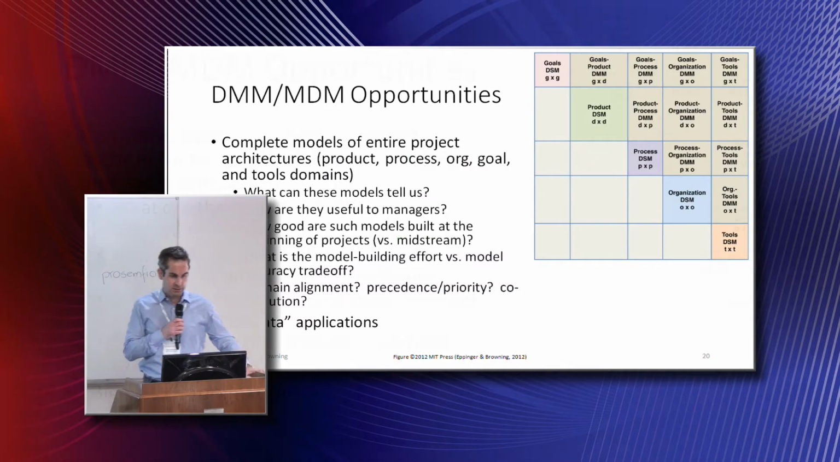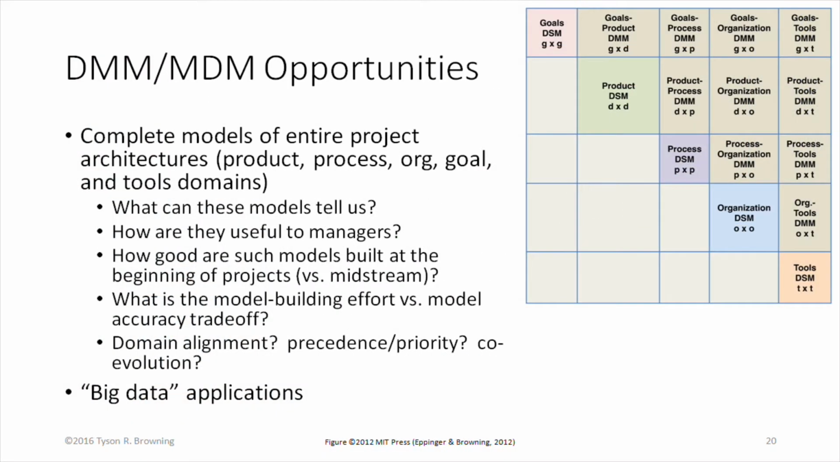So DMM, MDM, we start taking more than one of these systems at a time and relating them, mapping them, comparing them. So product, process, organization, some of these domain mapping matrices are pretty common. So this one right here, process organization, this is used often in project management. So they're using DSMs a lot without necessarily calling them that. It's called a RACI chart sometimes. Who's responsible, who's accountable, and so on. Assigning people to tasks in the process.